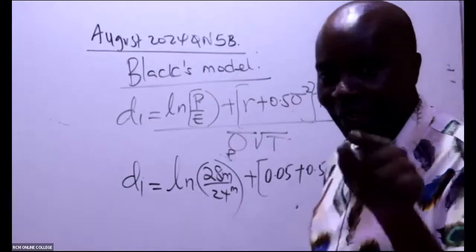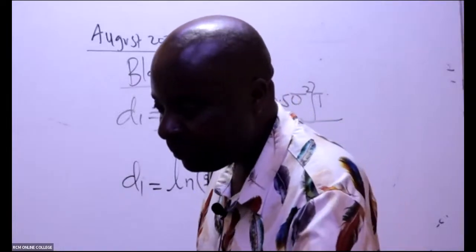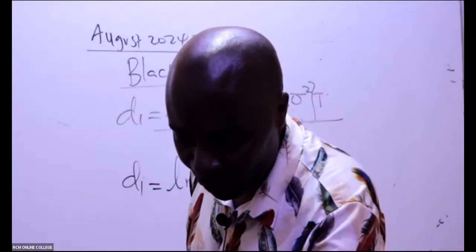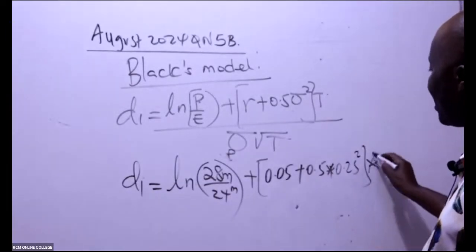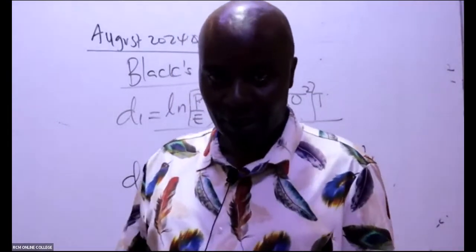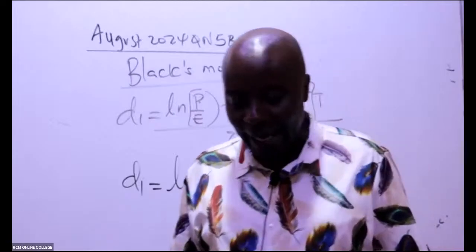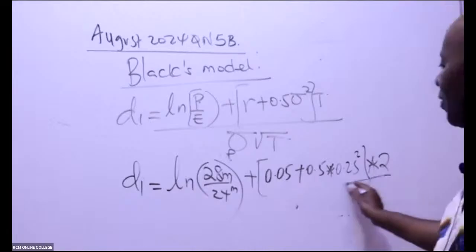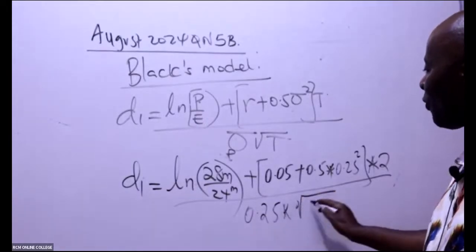Remember, volatility is not variance. Volatility is standard deviation. So what is the standard deviation given in the question? The standard deviation, 0.25, right? 25%, isn't it? So 0.25 squared. Remember that T has to be in years. If they tell you the time to expiration is 6 months, take 6 months divided by 12. But here we are very lucky because we are given time as 2 years. And then everything, you divide by 0.25 times root of time again, which is 2.